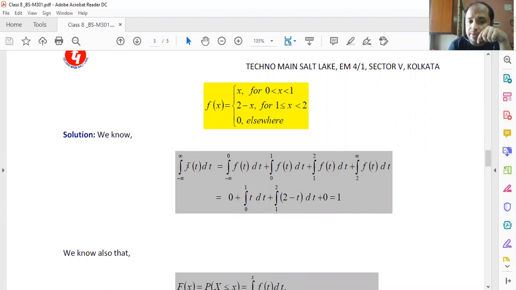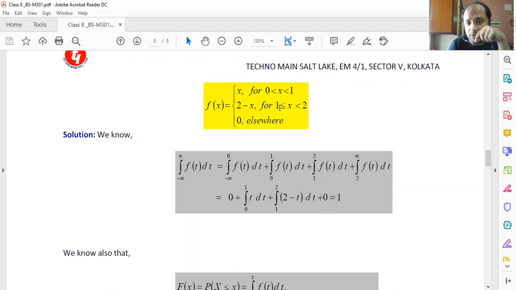Now I am going to break this range into 4 parts. The first part is minus infinity to 0, where the value of the function is 0. The last part is 2 to infinity, where the value of the function is 0. And the in-between two parts are 0 to 1 and 1 to 2. From 0 to 1, f(x) has value x, so in place of f(t) I'm putting t. I'm writing the integration from 0 to 1 of t dt.